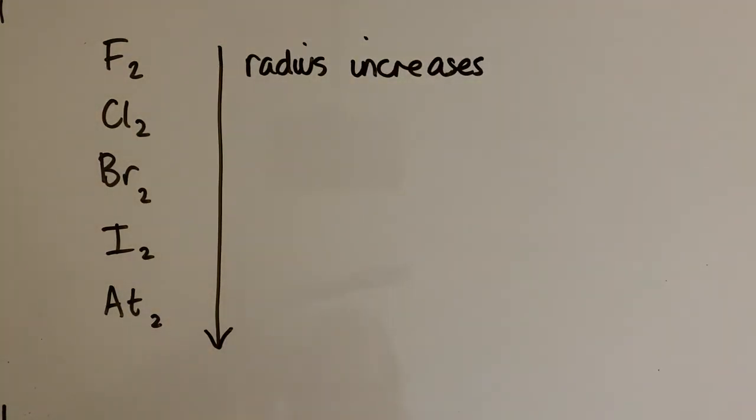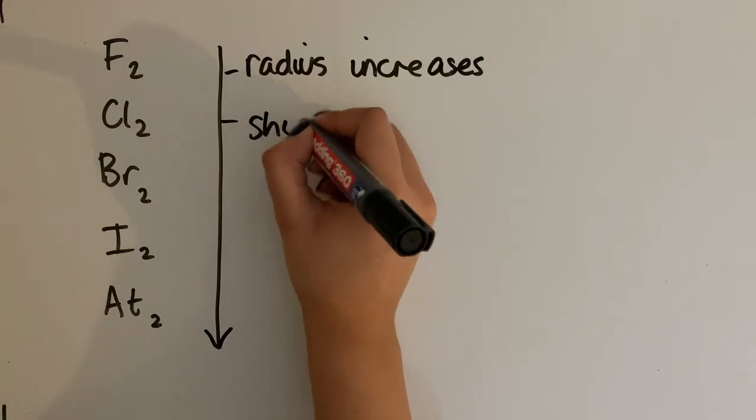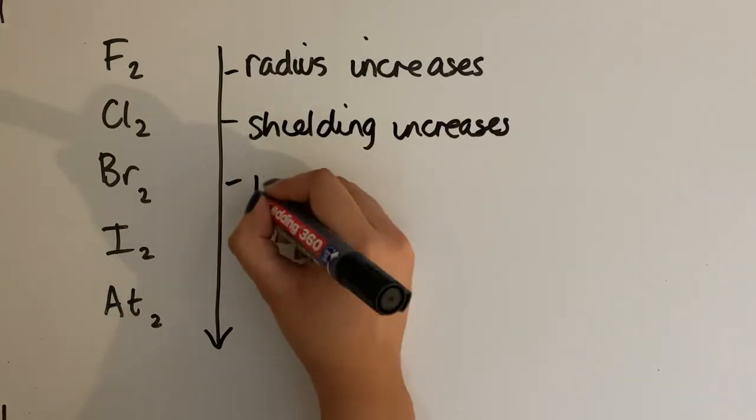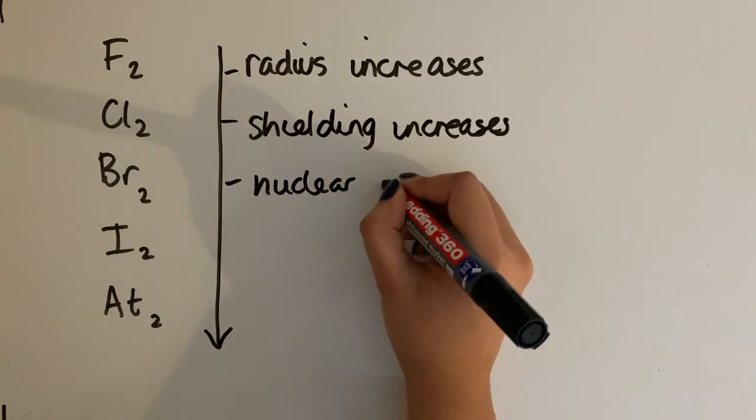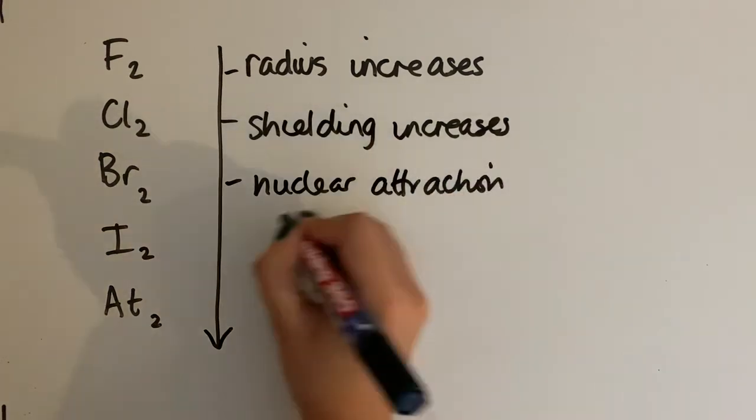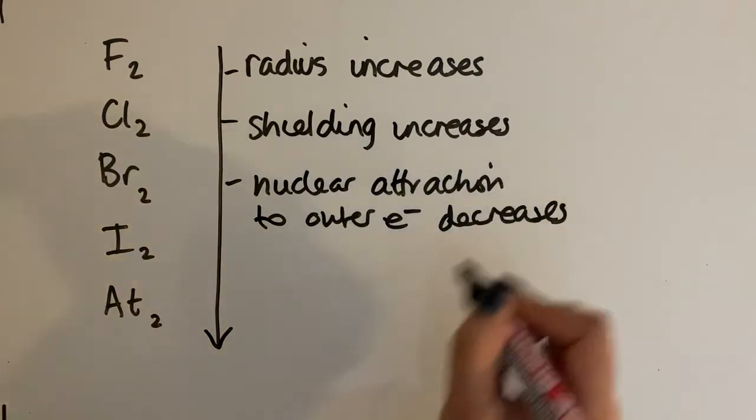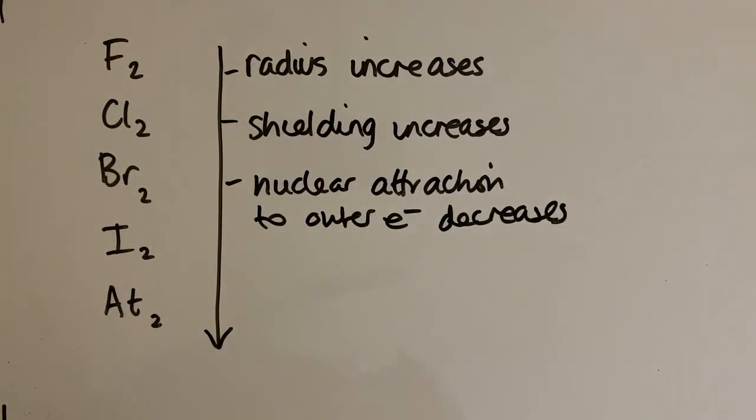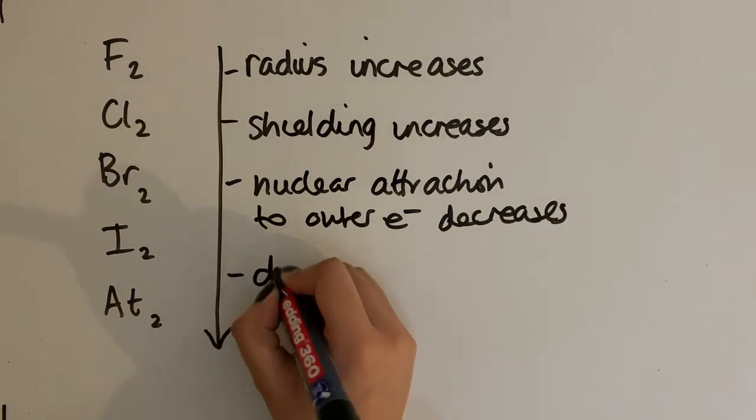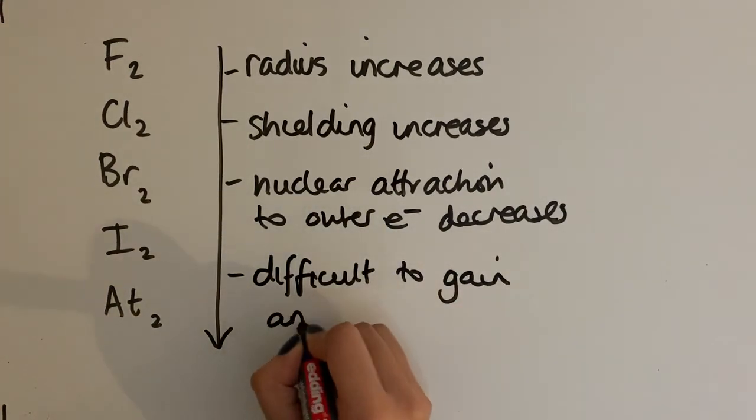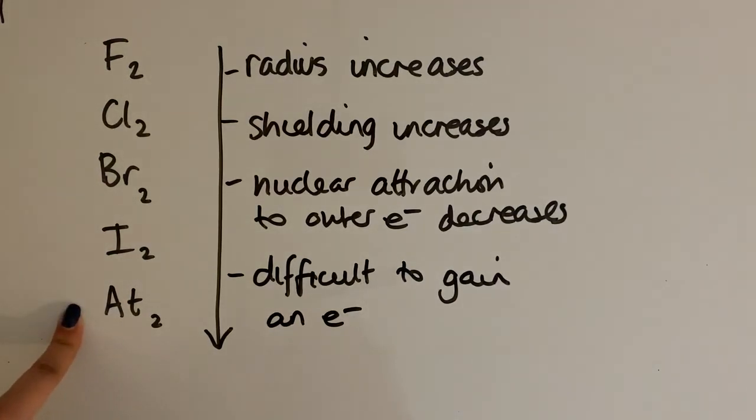And as I said, because we're getting more shells, the shielding will also increase. Because of this, the nuclear attraction to the outer electron decreases. And because there's less nuclear attraction, it's very difficult for the species to get an electron from elsewhere. So it's difficult to gain an electron, and that's why as we get down here, it's very difficult to gain an electron, and therefore we say the reactivity has decreased.